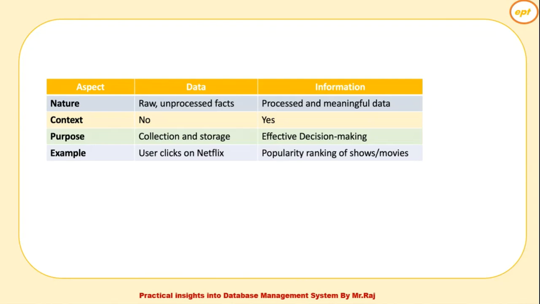What is an example of data and information? Here we are talking about Netflix. User clicks on Netflix. If I say user clicks on Netflix, what does that mean? Netflix contains so many shows, so many things, but you are talking about clicks. What does that mean? But if I say popularity ranking of the shows and movies, it has got a meaning, or not?